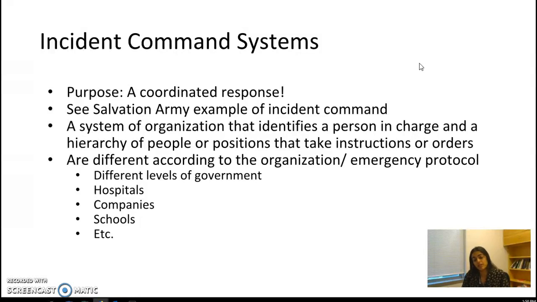Incident command systems. So we have the video from Salvation Army, which basically establishes, as you saw, a structure of how there's a sort of person in charge, then there's people who report to them, who report to them, and it goes down the list, and that's basically your incident command chain. And so the purpose of these systems is, again, a coordinated response.